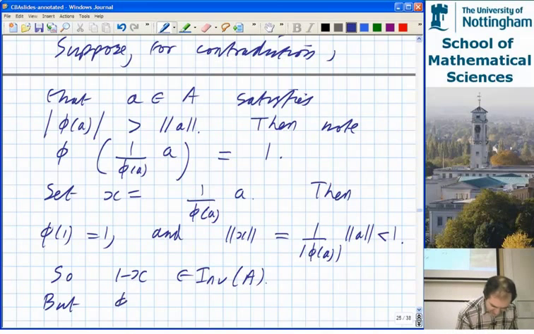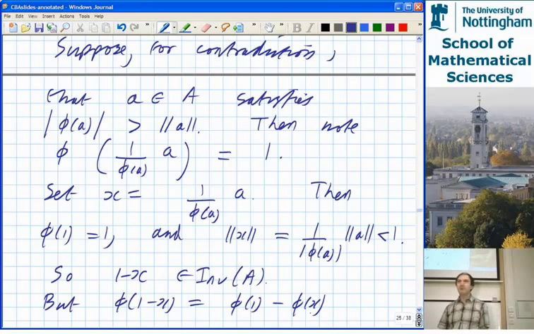But what's phi of 1 minus x? It's phi of 1 minus phi of x. What's phi of 1? 1. What's phi of x? Oh, what have I written here? I wanted to say phi of x. I definitely wanted to say that phi of x equals 1, not phi of 1 equals 1, though they're both true. Phi of x is 1. Phi of 1 is 1. So this is naught.